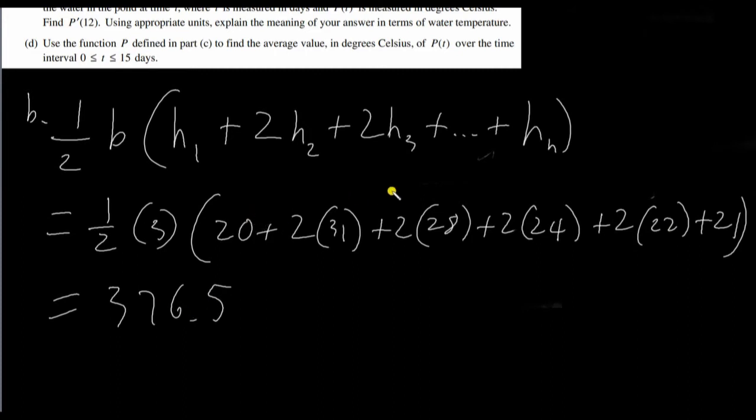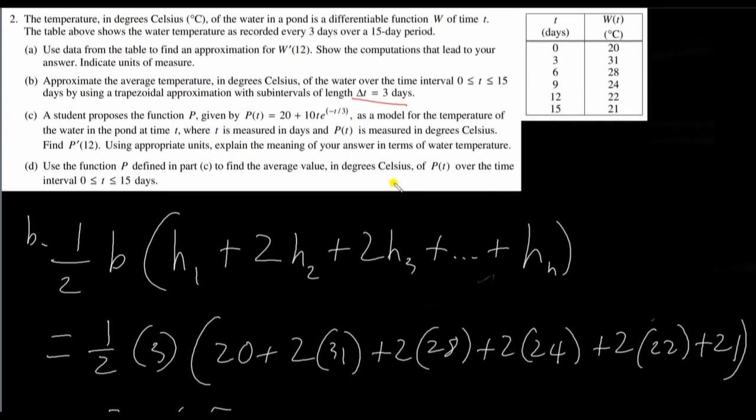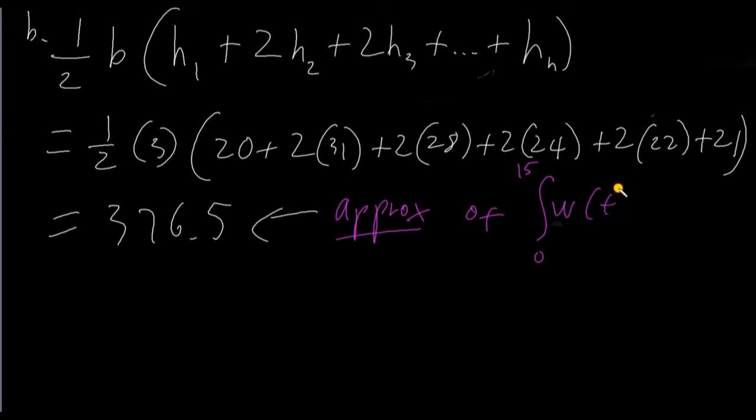And let's think about what this really is. The trapezoidal sum is a way to approximate an integral, right? So when we took the trapezoidal sum from 0 to 15, we were approximating the integral of w from 0 to 15. So what this is, is an approximation of the integral from t equals 0 to t equals 15 of w of t.